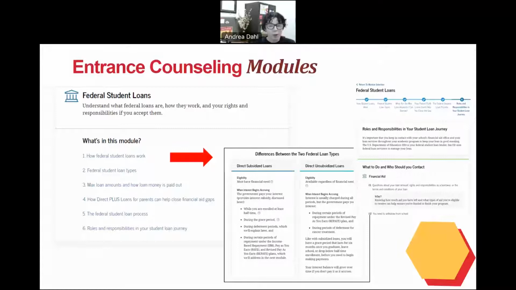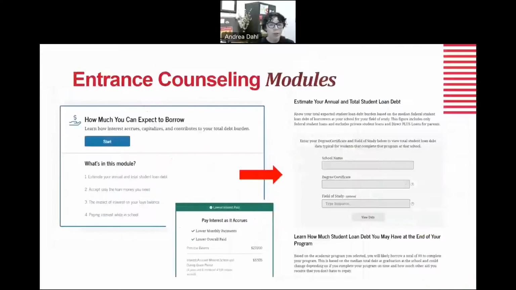So next you'll learn about how much you can expect to borrow. In this section, you will estimate your annual and total student loan debt, which will help you understand the difference between the amount you're offered and the amount you will actually need. You should only accept the loan money you need to prevent overborrowing. Remember, interest will accrue on these loans.